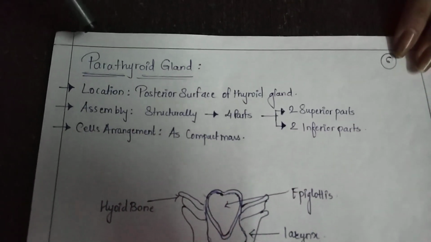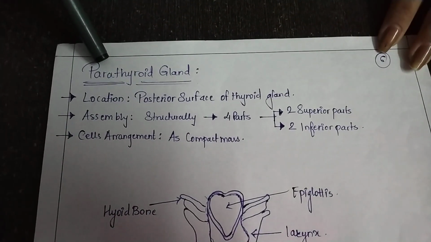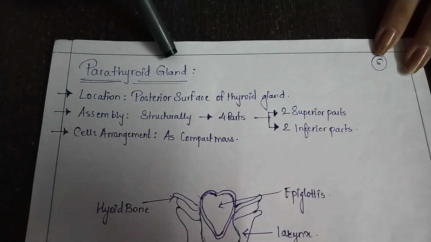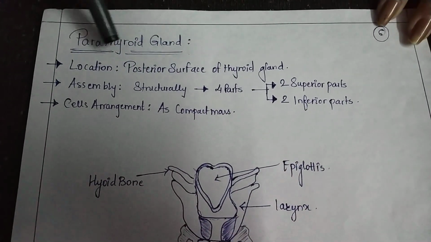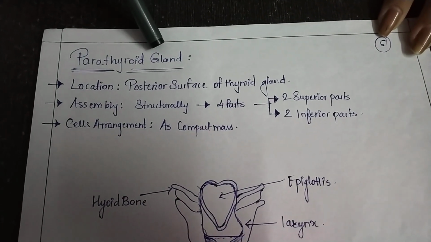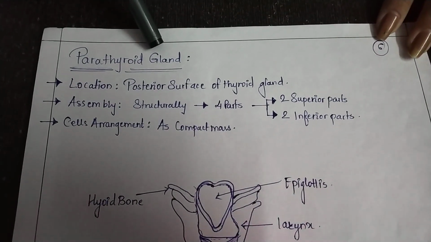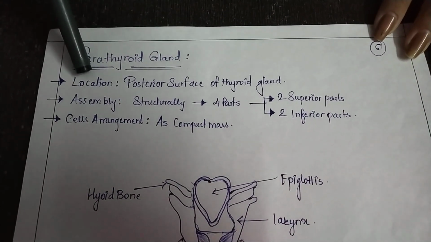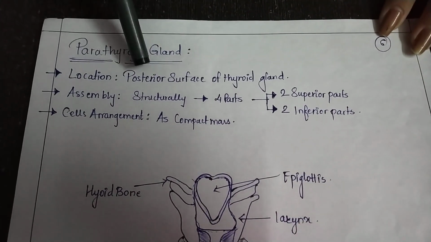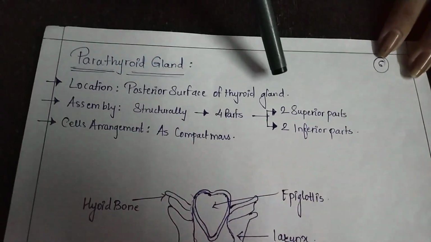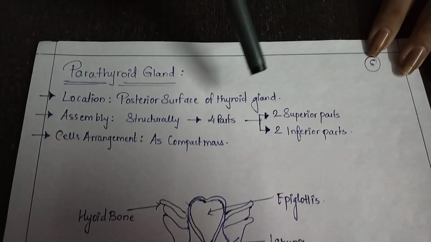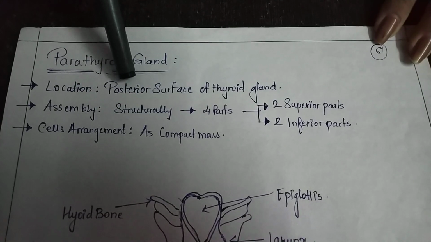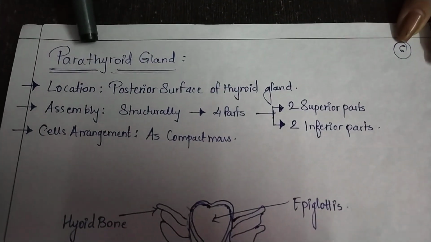Okay, students, the very first gland that today we are dealing with is the parathyroid gland. Now the question arises, what is the meaning of parathyroid gland? This gland is present along with your thyroid gland. If you see the location of this gland, it is on the posterior surface of the thyroid gland. Now you know the meaning of anterior and posterior surface. So the parathyroid gland is present on the posterior surface of the thyroid gland.